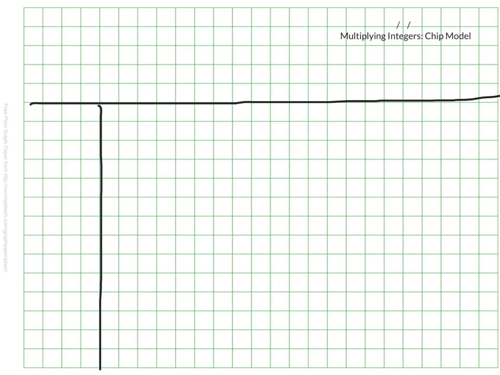This video is going to cover the topic of multiplying integers using the CHIP model. Be sure the date and topic are at the top of your page. The essential question of the video is how can we use the CHIP model to multiply integers?